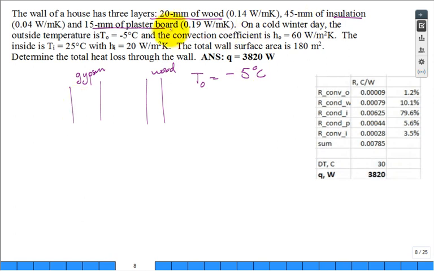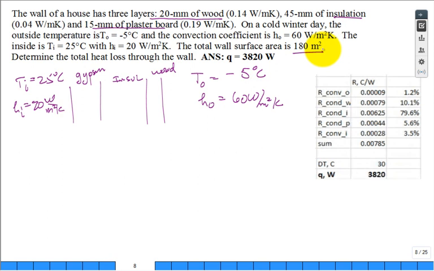All right. And a convection coefficient h on the outside of 60 watts per meter squared Kelvin. Okay. So this is my insulation. All right. And let me try and organize my thoughts on it. Temperature on the inside is 25 degrees C with the h on the inside of 20 watts per meter squared Kelvin. All right. The total area is given, so it's 180 meters squared for that area. And determine the total heat loss through the wall.